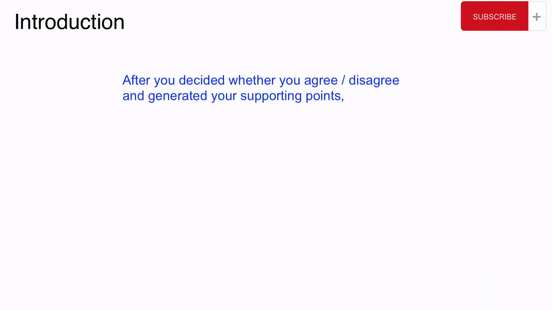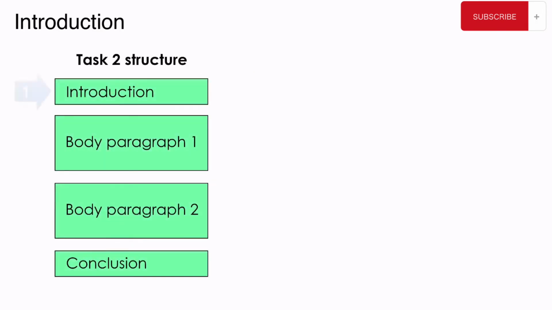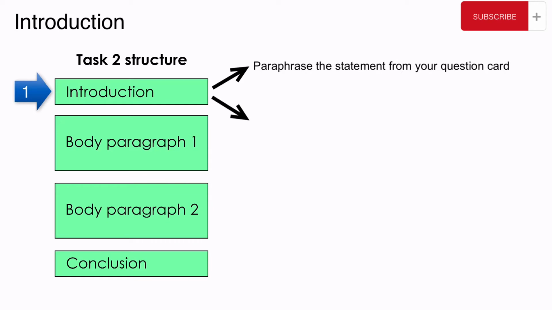After you've decided whether you agree or disagree and generated your supporting points, it's time to start writing our essay. Our first paragraph is an introduction. Write your introduction in 2 sentences. In the first sentence, you paraphrase the statement from your question card. And in the second sentence, you say whether you agree or disagree with the statement. Let's write the introduction together.